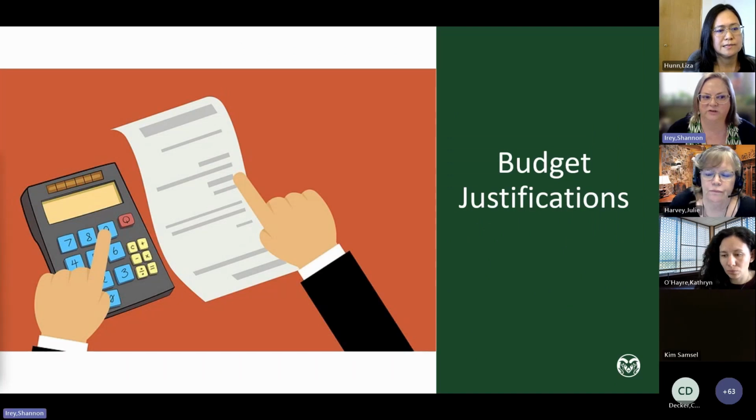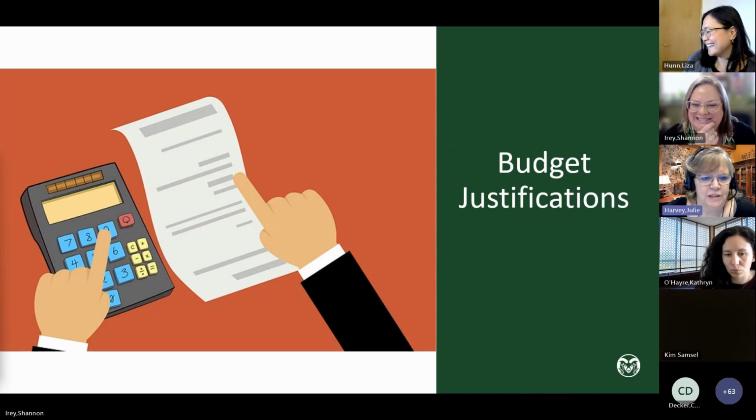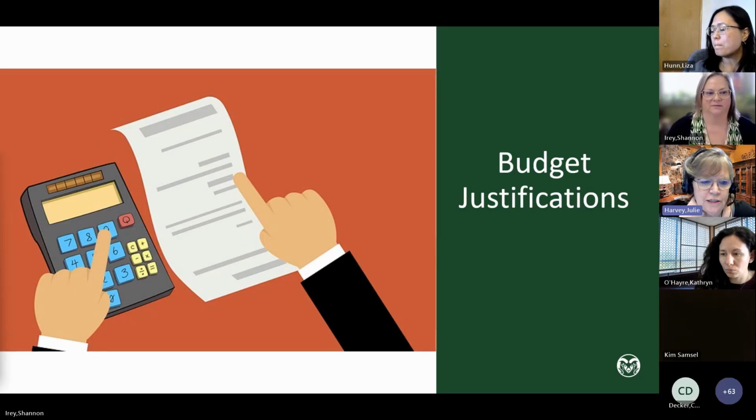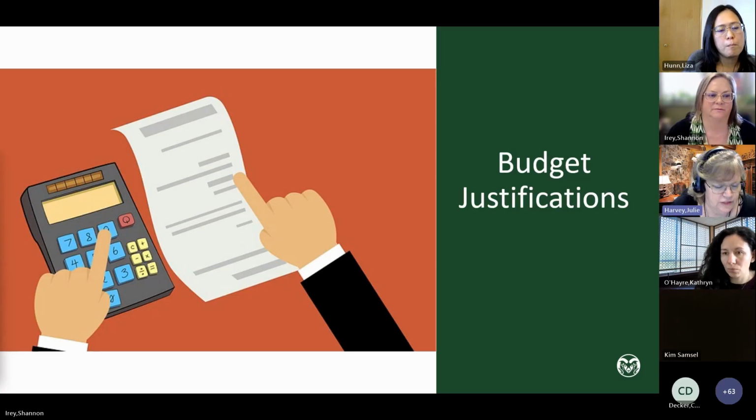Okay, on to budget justifications. A budget justification is a description of proposed costs in the budget and, if applicable, the matching or cost-sharing contributions. A budget justification is like a recipe. More information is always good. Don't leave out stuff. It's a good description of the work.